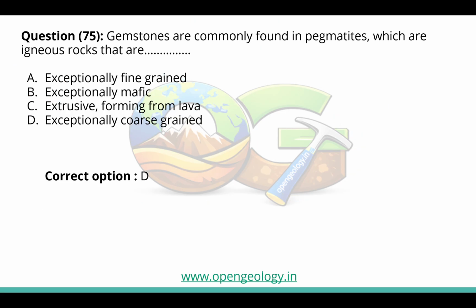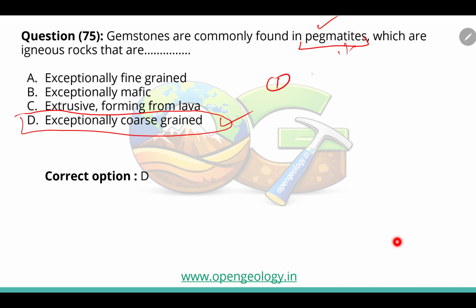Now another question is, gemstones are commonly found in pegmatites. Now what rocks are pegmatites? These are exceptionally coarse grained rocks. You can divide the igneous rocks into three parts. The first one is extrusive rocks. Extrusive means rocks that solidify after magma reaches the earth's surface, so above the earth's surface. Then the second is the intermediate or shallow depth.